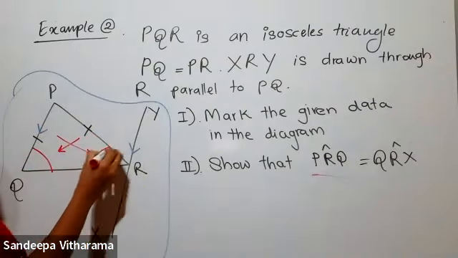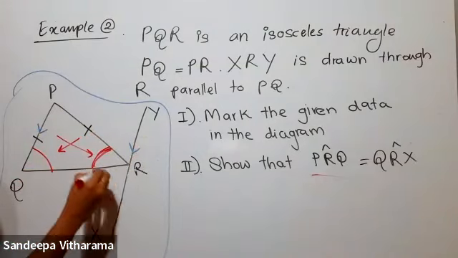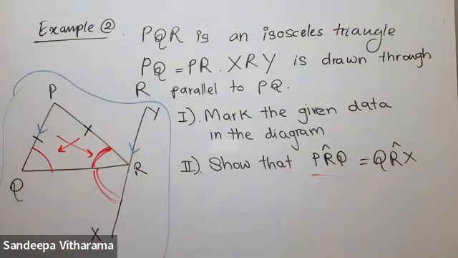PRQ, that means this angle, and QRX, this angle, are equal to each other. Okay. Look at whether they are equal or not. You can use the axiom.